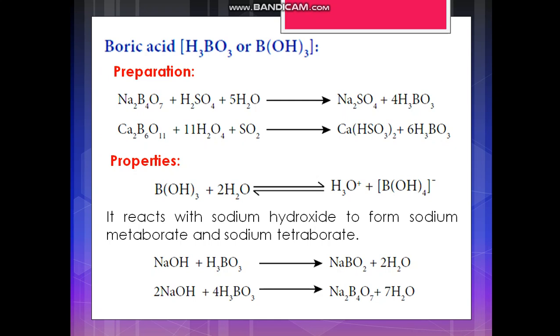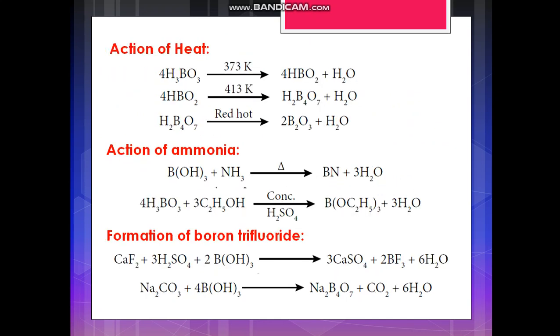It reacts with sodium hydroxide to form sodium metaborate, and also forms sodium tetraborate. Action of heat on boric acid: H3BO3 when heated at 373 Kelvin forms HBO2, which is metaboric acid, and at 413 Kelvin it forms tetraboric acid, H2B4O7. When it is heated to red hot condition, it gives boric anhydride, which is a glassy mass that looks like transparent glass.